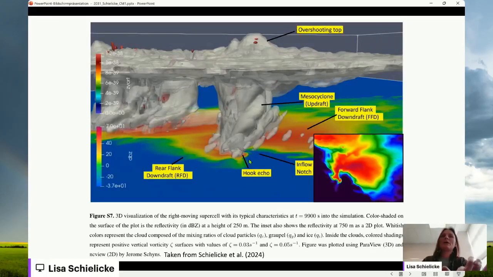So the gray part is the cloud structure, so everything mixing ratio for rain, droplet, cloud particles and snow particles and so ice particles. These are all forming the cloud structure here. We can see the overshooting top, and then on the ground you have the reflectivity pattern, and in this inset is also a horizontal picture of the reflectivity pattern showing the hook echo he marked down here.